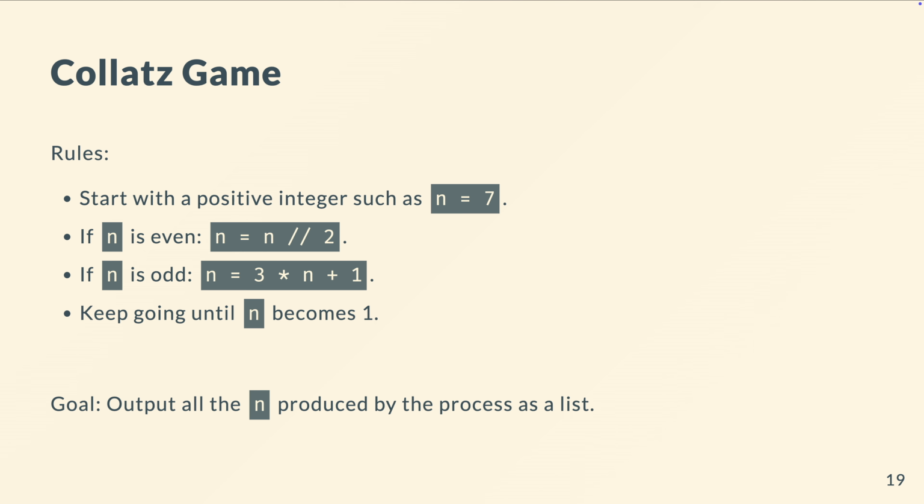The last topic of this lecture is the Collatz game. Here are the rules. We start with a positive integer, such as n equals 7. If n is even, set n to n integer divided by 2. If n is odd, set n to 3 times n plus 1. We keep going until n becomes 1. Goal: output all the n produced by the process as a list.